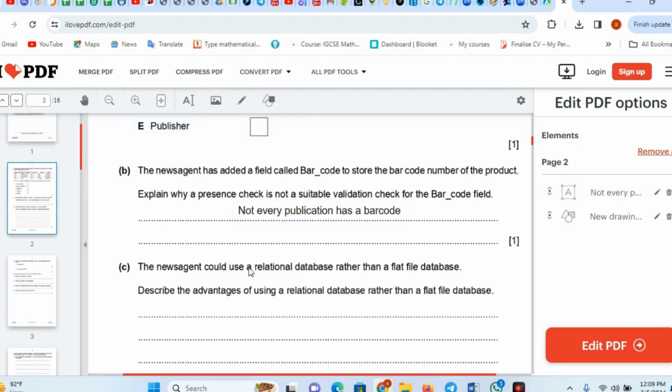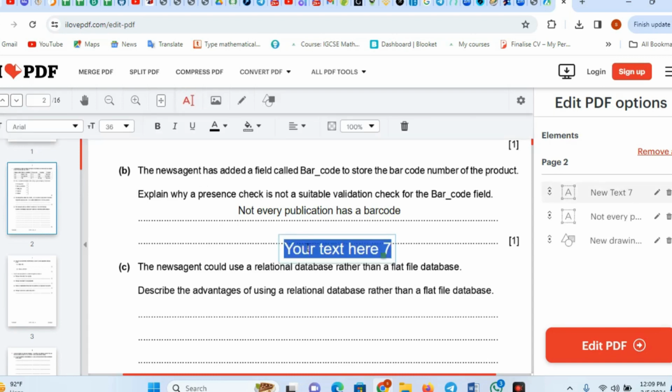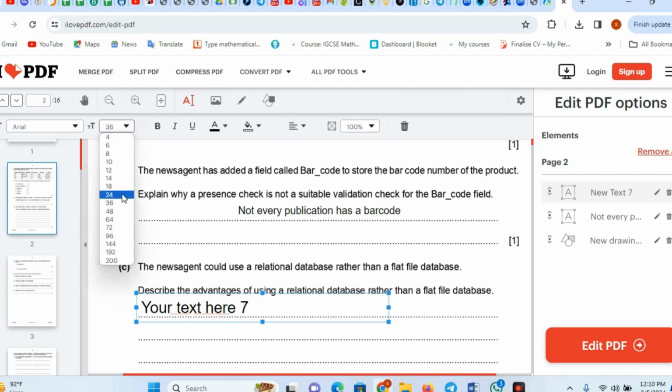And we go to question 1C. The news agent could use a relational database rather than a flat file database. Describe the advantages of using a relational database rather than a flat file database. What do you think this news agent stands to gain if he uses a relational database over a flat database? That's the question we are asked here.